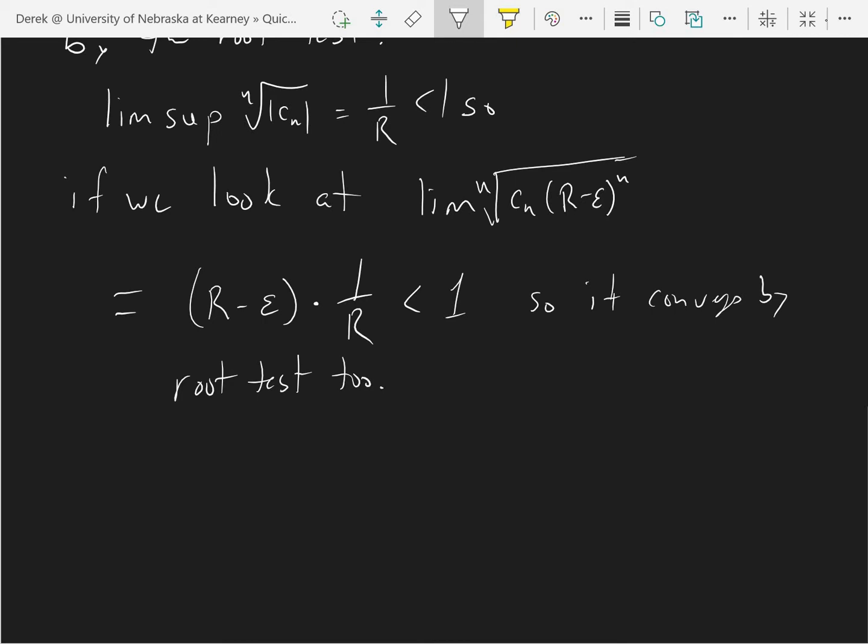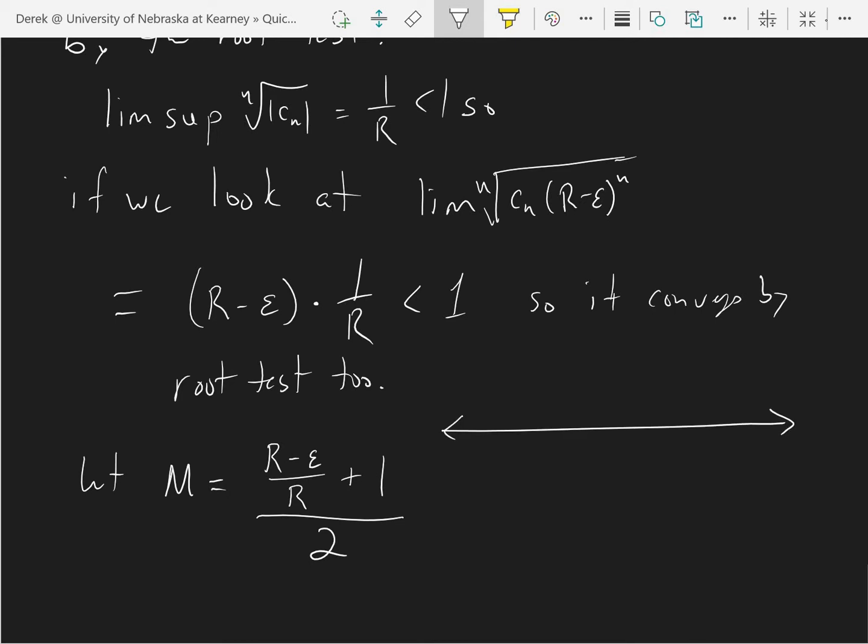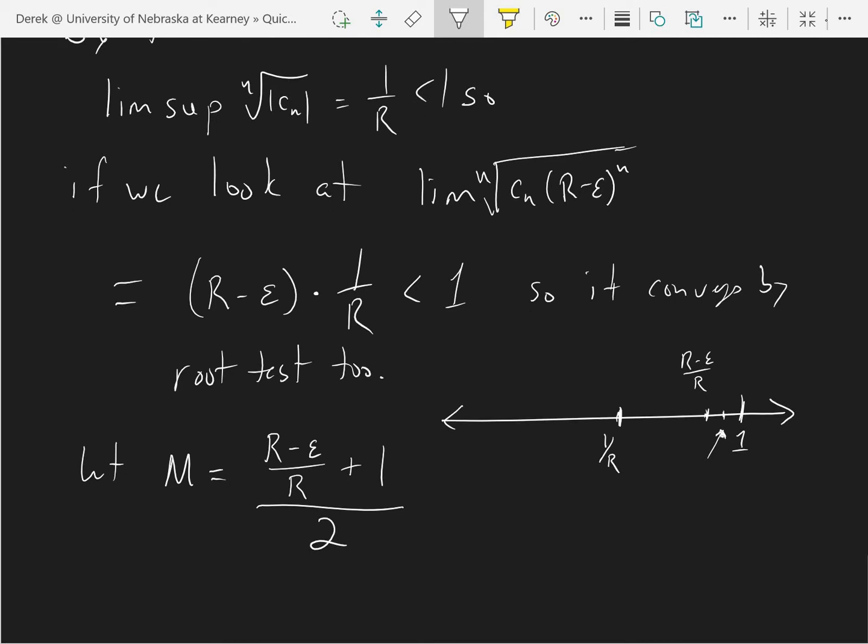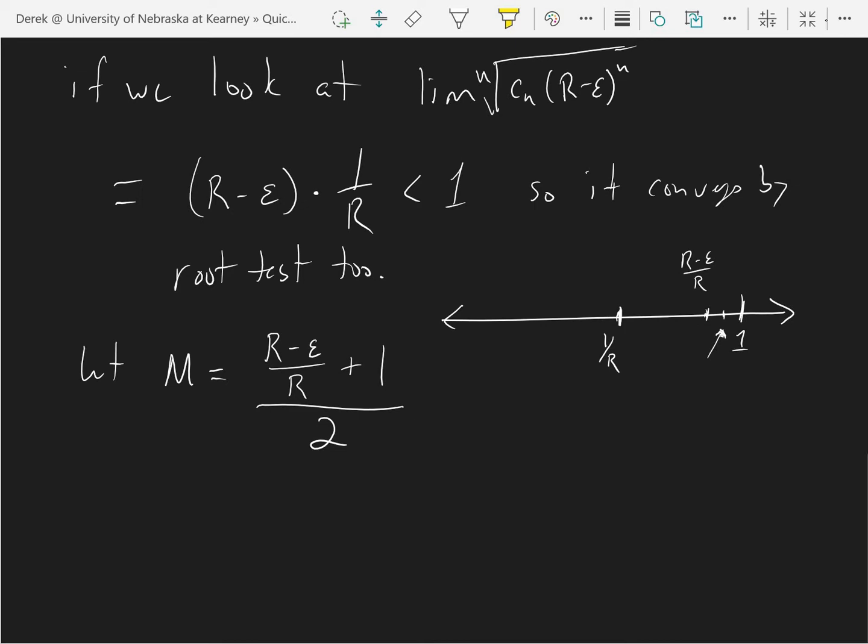In fact, I can move a little bit to the right and still have convergence. So what I'm going to do is let m equal r minus epsilon over r plus 1, all over 2. Let's see what's going on here. Here's 1. Here's 1 over r. Here's r minus epsilon over r. I'm going to take this value halfway between these two things. That's still going to be less than 1, so it's still going to converge by the root test. I'm going to call it m so that I can use that Weierstrass M test, if you recall that from the other video.